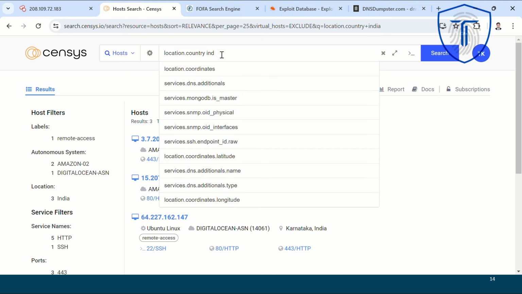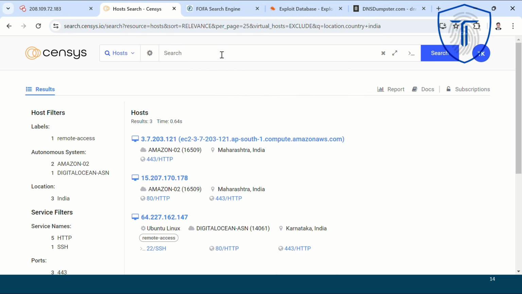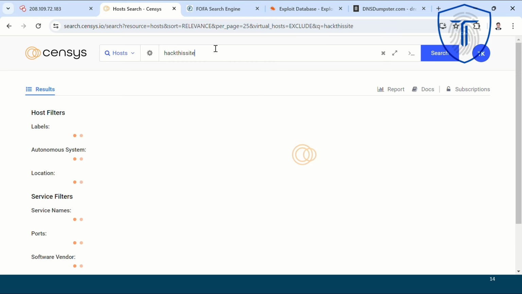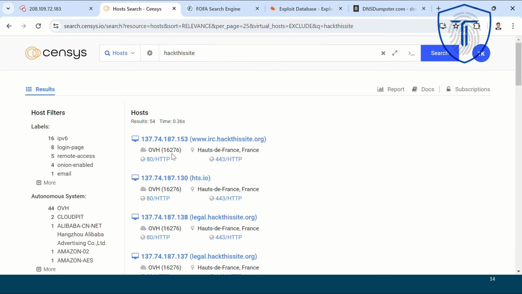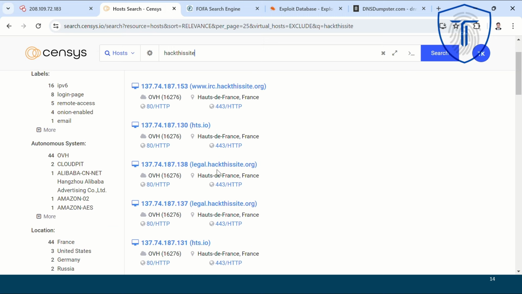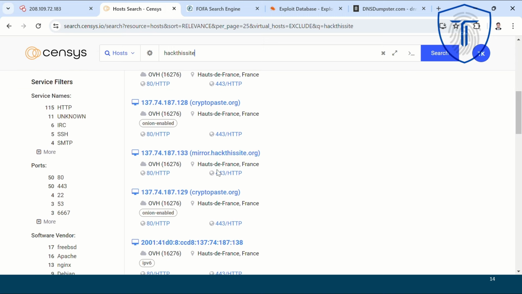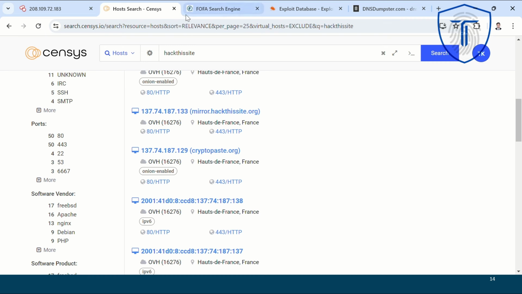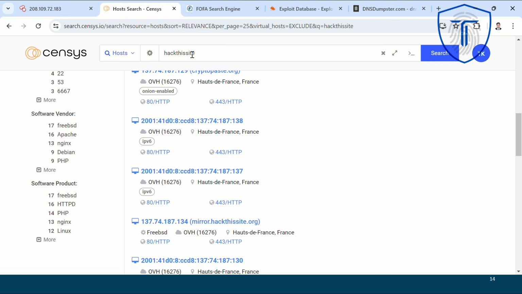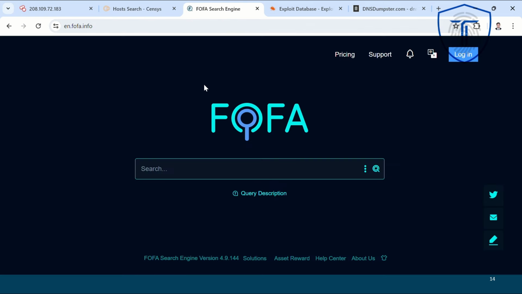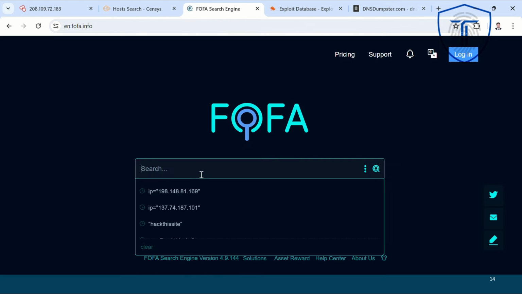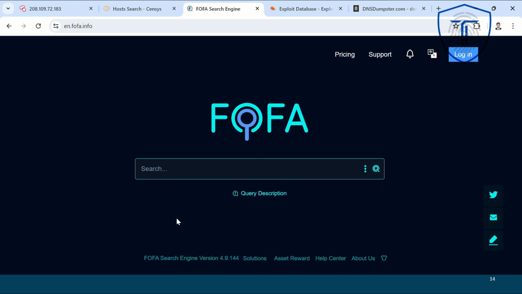Let's search anything regarding a particular organization. Yes, there are details regarding this. The next search engine which we discussed was Fofa. So let's search about our target site.